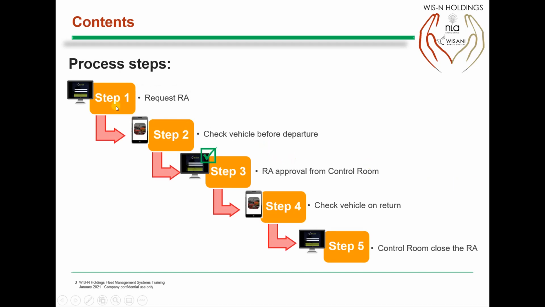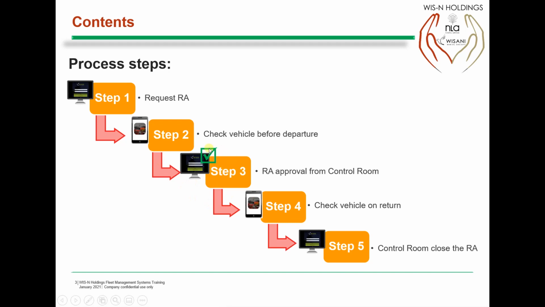So if you look at the first step, the branches would request the RA on the fleet management system, and I assume you are all already familiar with that process. The next thing that the branches need to do after they have completed their RA request on the system, they need to go onto the Autobid app and then check the vehicle. That is where they go onto their cell phone and they will take photos of the vehicle and send the information through to the Autobid system.